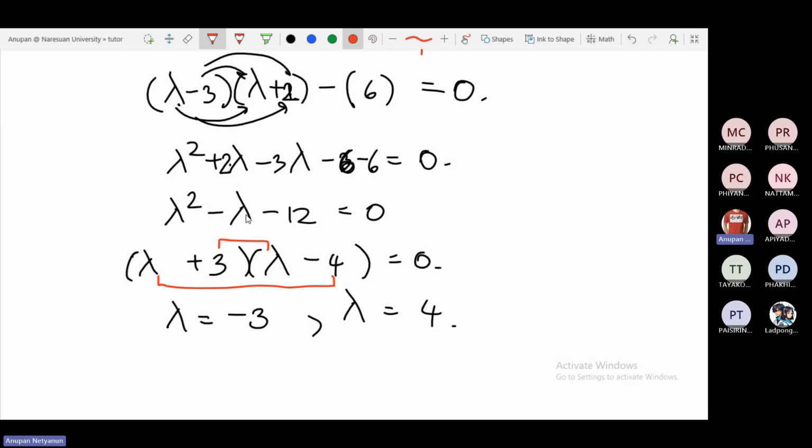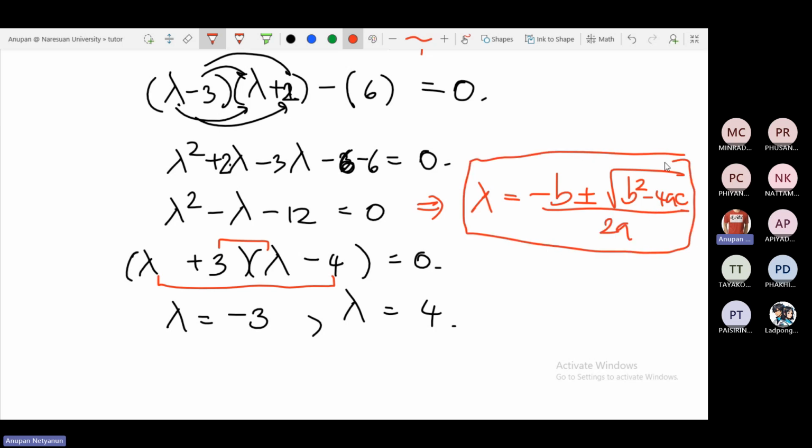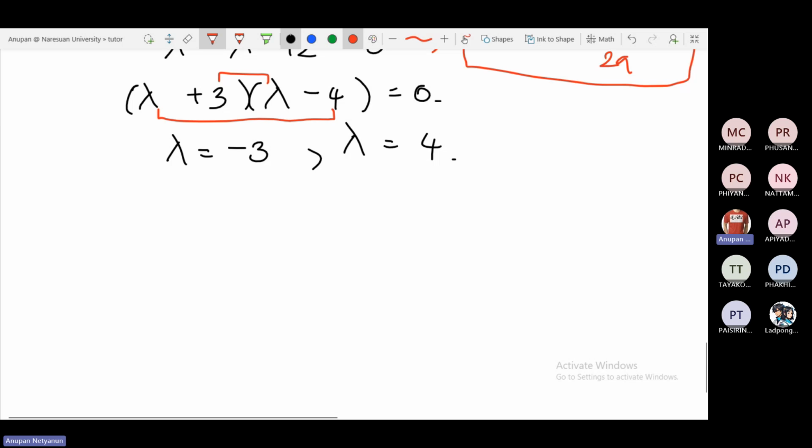Another way that you can solve for lambda is to use the formula, right? Lambda equals -b plus or minus square root of b squared minus 4ac, over 2a. This works as well. You can factor or use the formula. If it is hard to factor, use the formula. Okay, let's look at another example real quick.